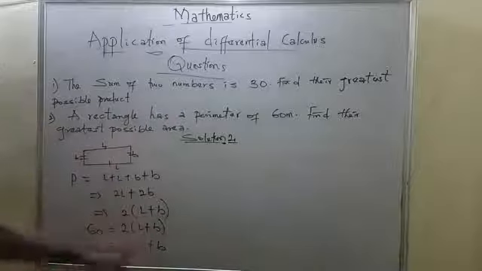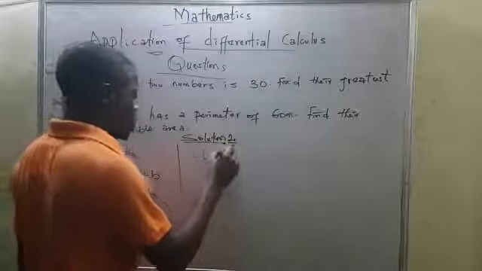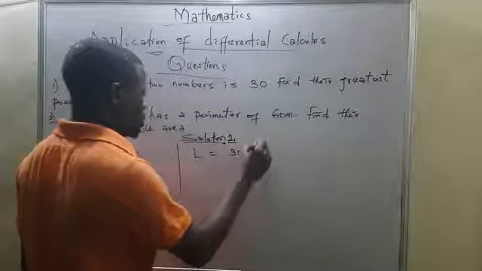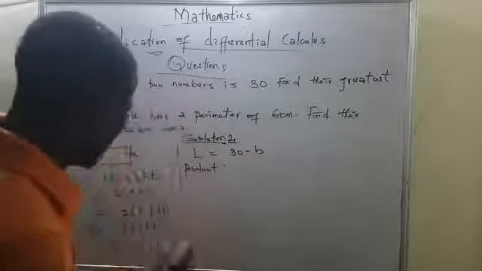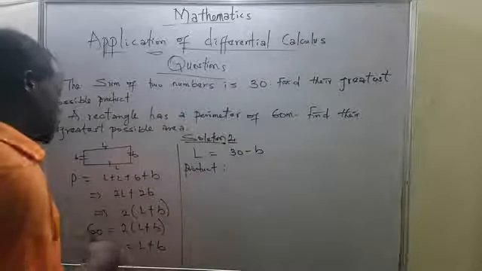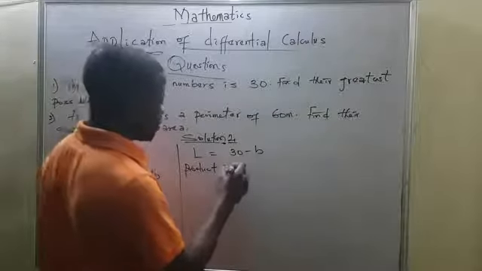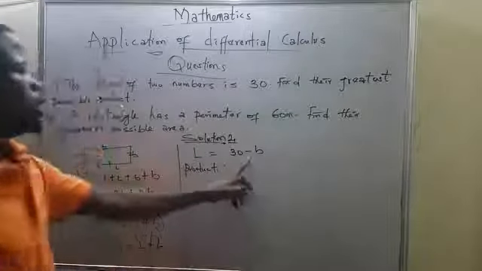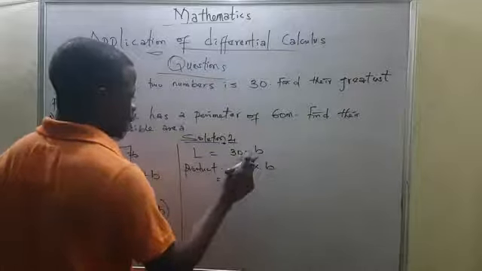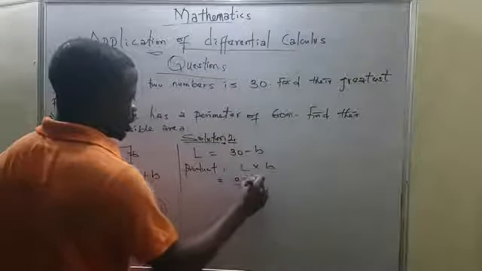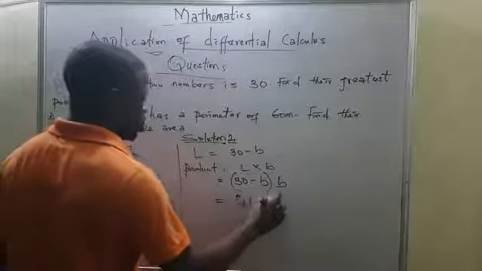Just like what I did now, that will result into, so here I can now say my L will be equal to 30 minus B. So the product now, so I'm getting the same answer as what I did initially here, because what I was doing here resulted into here. So here I'm going to be having products. This is L now. Product will be L times B. And that will be, our L is now this, 30 minus B times B. And that will be 30B minus B squared.